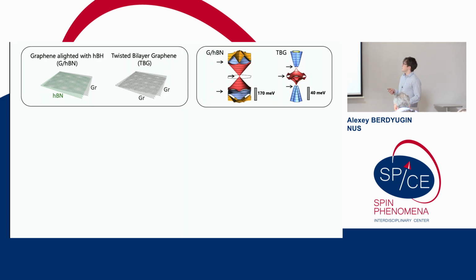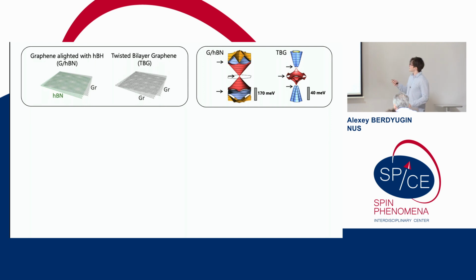I'm sure that many of you have heard about those systems, but in case somebody didn't, because it's quite a diverse community here, let me tell you that in those samples, aligning graphene with hexagonal boron nitride or twisting two graphene layers creates a so-called Moiré superlattice, which you can see here. That is additional spatial periodicity, which reduces the size of the Brillouin zone in K-space and gives the origin of the mini band structure, which you can see here.